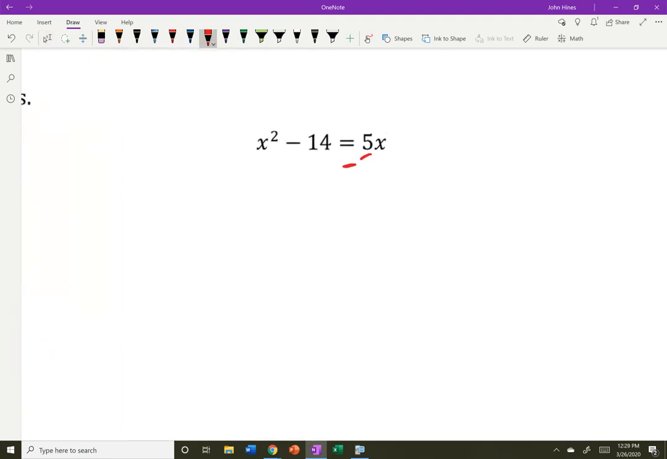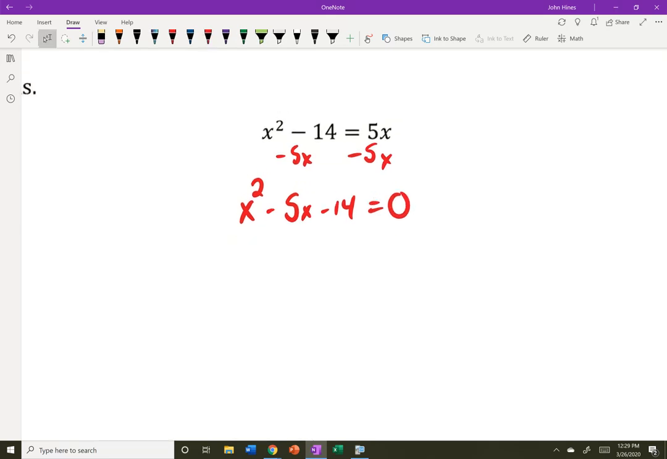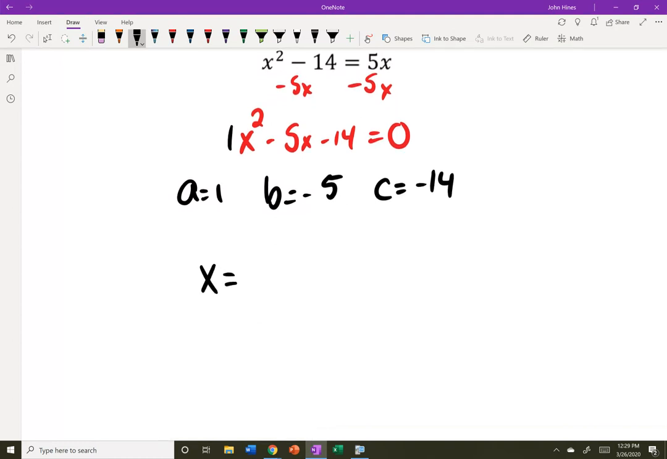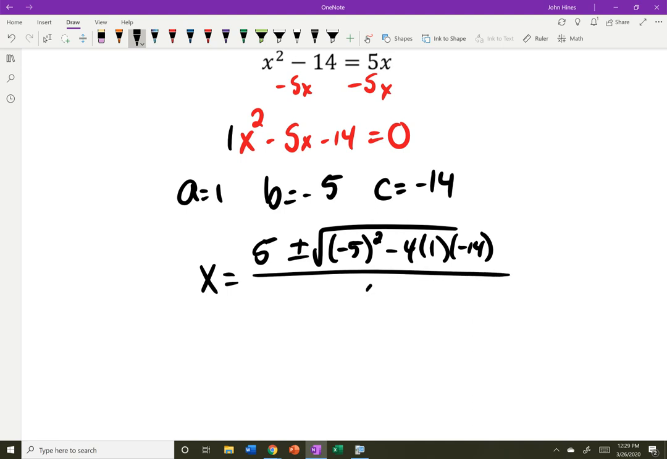Well, this isn't equal to 0, so let's move that 5x over. And make sure you put it in the middle because that's the middle term there with the x when it's written in standard form. So here we go. Give me an a, 1. Give me a b, negative 5, c, negative 14. x equals the opposite of b plus or minus the square root. Make sure you use parentheses when you square b, minus 4 times 1 times negative 14, all over 2 times 1, 2a, which is 2.